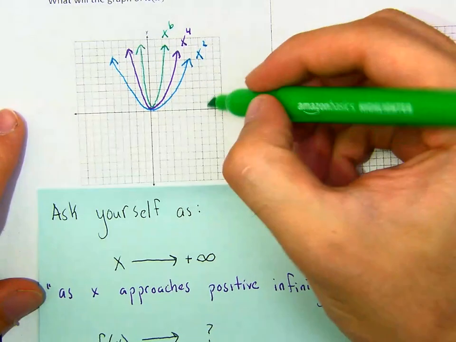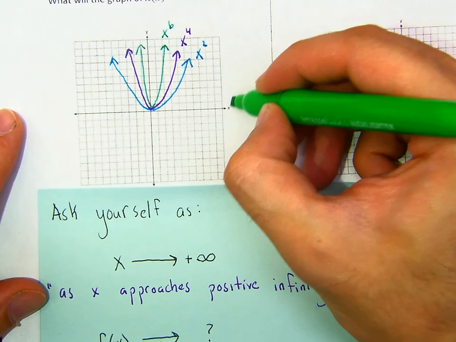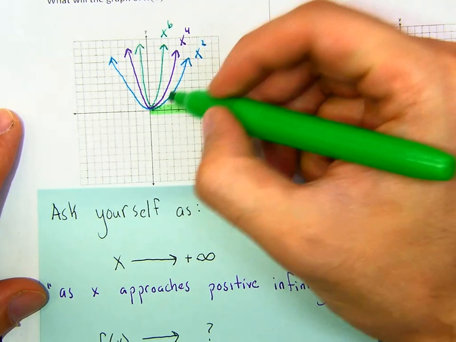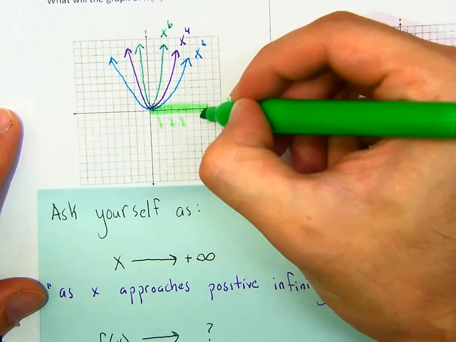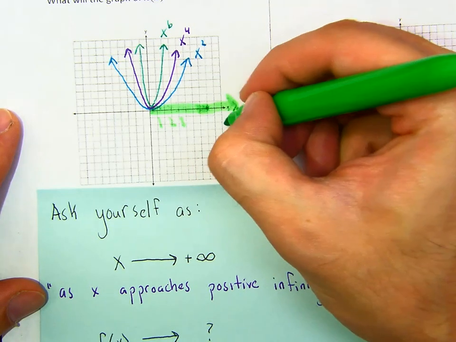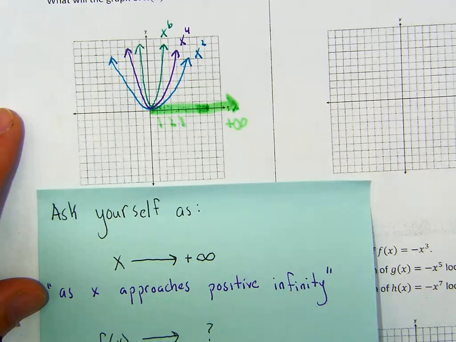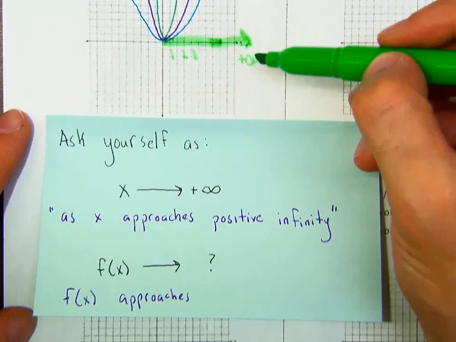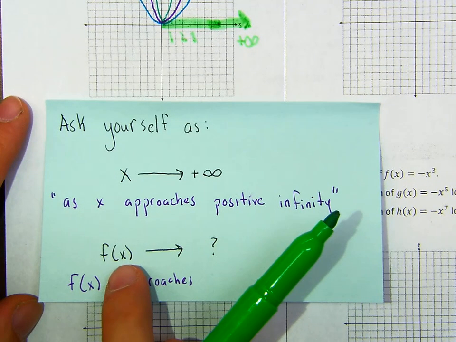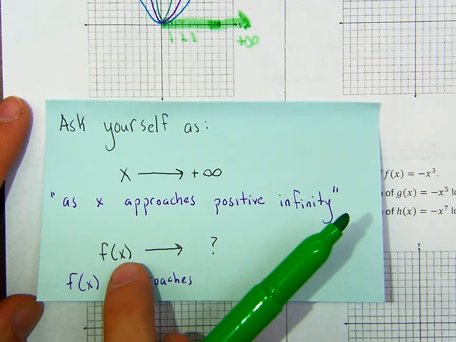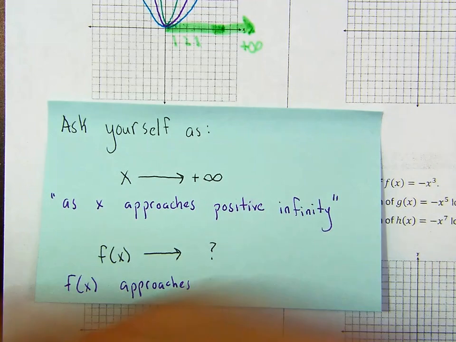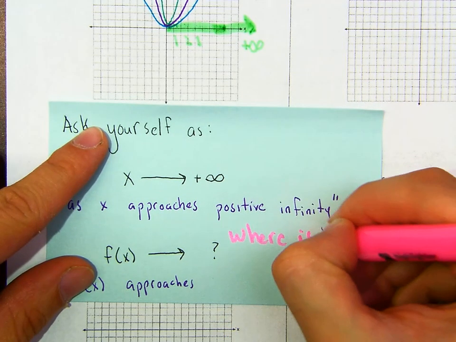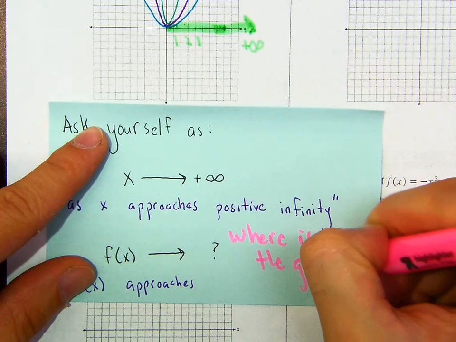Let's take a look at this. Here, this is your x. So imagine x is going to positive infinity. This is like x equals 1, x equals 2, x equals 3. x is going all the way to positive infinity. When x is going to positive infinity, the question you want to ask is, where is f of x going? And when we talk about f of x, we're talking about the graph. So where is the graph going?